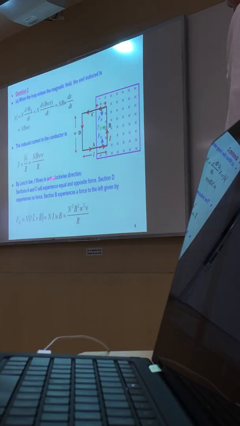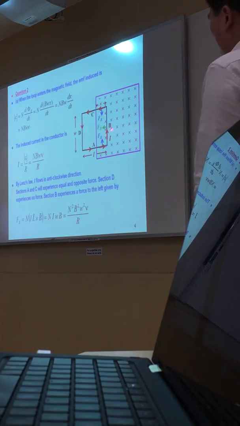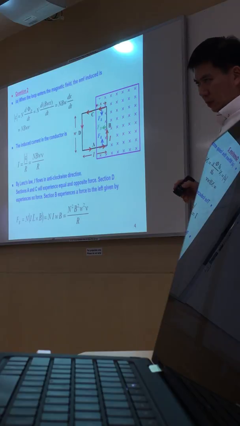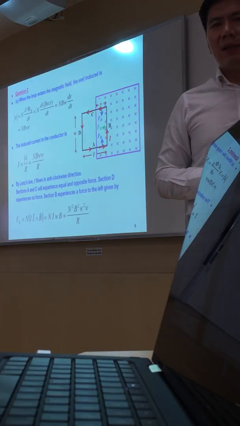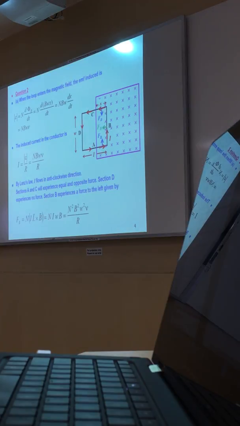In this case, L is the length vector directed up, B is pointing in. So these two vectors are perpendicular, so IL cross B becomes ILB. The magnitude of L is actually just W, so it's IWB. Is it clear? So you substitute the I that we have obtained, and therefore you can find the force acting on this vertical segment of the loop. In fact, this is the only force acting on the whole loop. So this is the answer, and the force is acting to the left.